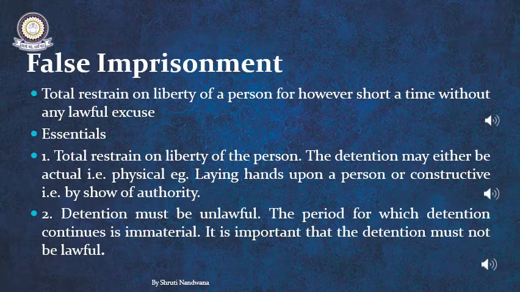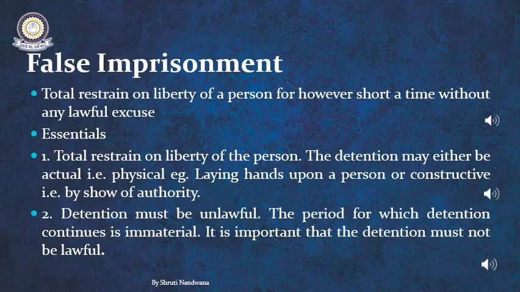The second point, which is more important, is that the detention must be unlawful. And the period of detention is immaterial, which we've already understood. Now, what do you mean by that the detention should be unlawful? A police officer who has authority to arrest a person does a lawful detention. However, if that person does it unlawfully without any reasonable apprehension that a person has done any wrong in the eyes of law, or the police officer has not followed the proper procedure for an arrest, then it can be a false imprisonment.